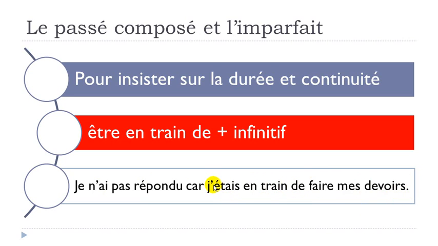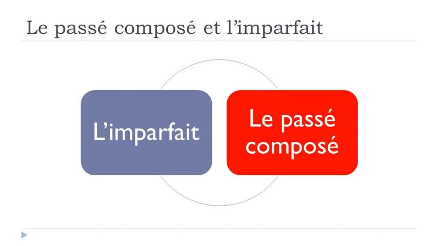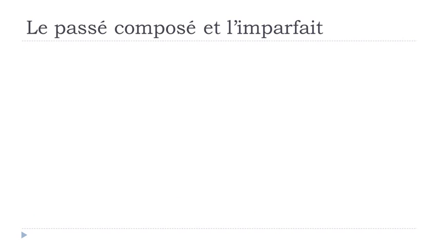So, in that case, you use this structure, être en train de, because you want to insist on the fact that, well, it takes a while to make them. Okay? J'étais en train de faire mes devoirs. All right? Now, le passé composé.